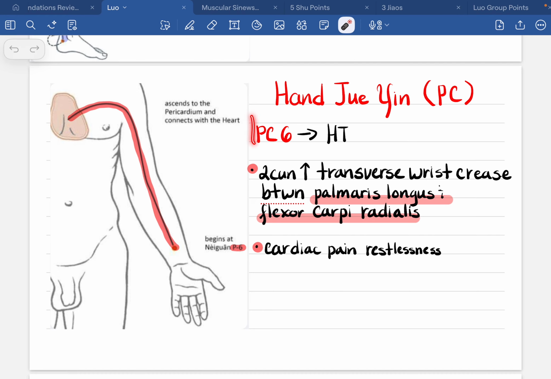Now we have the Luo of the PC, which is PC6. This goes to the heart. It is 2 soon up from the transverse wrist crease, between the two tendons right here, palmaris longus and flexor carpi radialis. As I said, radialis always points to PC. And of course, because it goes to the heart, it addresses cardiac pain or restlessness.